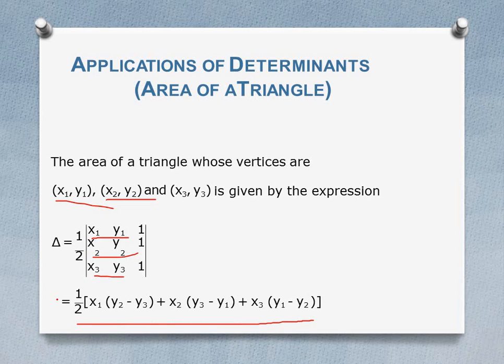If you don't remember this formula, then the easiest way is, if you have been given 3 Cartesian coordinate points and you have been told to find out the area of the triangle formed by these 3 points, then simply form the determinant of these 3 points as it is shown over here, and then divide it by 2 so as to get the value.